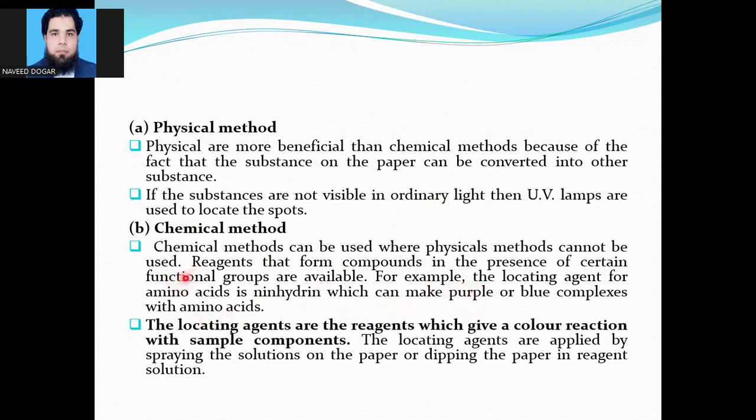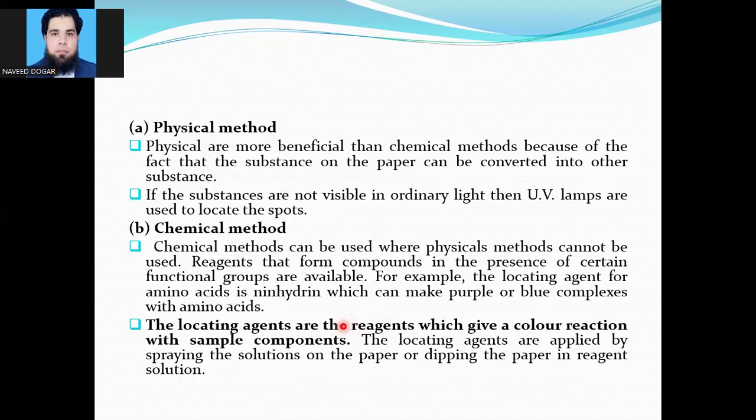So in chemical methods, we never use physical methods. We use various reagents that can locate the components which have been separated on the paper. These locating agents are reagents which make color complexes, or react with the component and make a colorful compound. These locating agents can be sprayed on the paper, or the paper can be dipped into the solution of the locating agents.